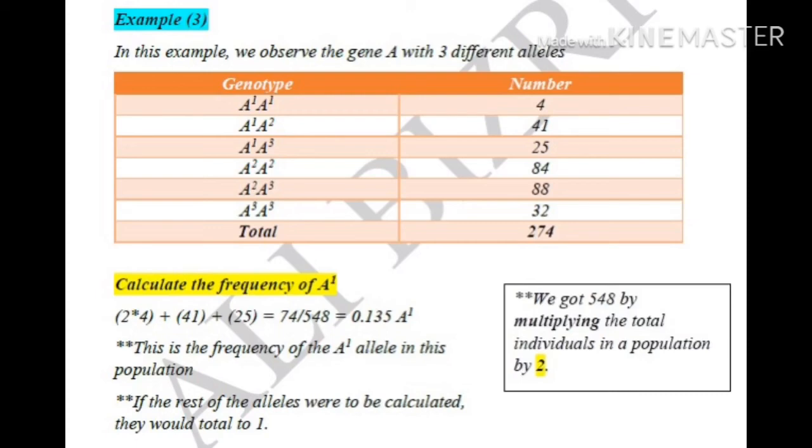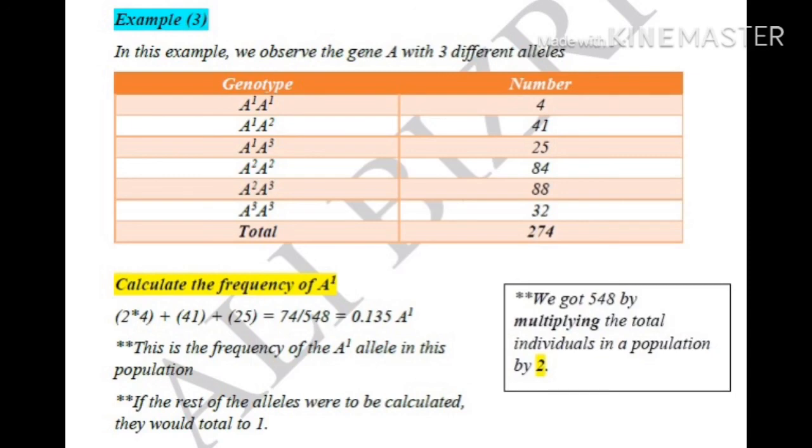Now, if we want to calculate them, we've got 2 times 4 plus 41 plus 25, which is going to be totaling up to 74. This is going to be divided by 548. By the way, we've got the 548 number by multiplying the 274 organisms in this population by 2. Therefore, we're going to be getting the frequency of this allele, A1. It is going to be 0.135 in this population.